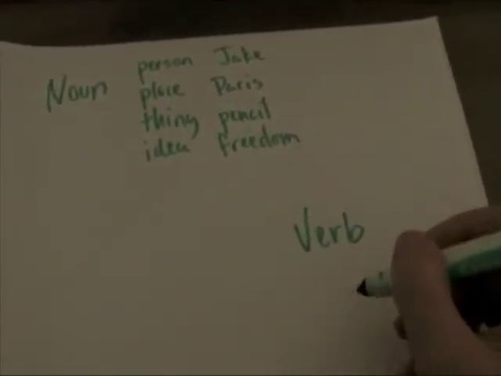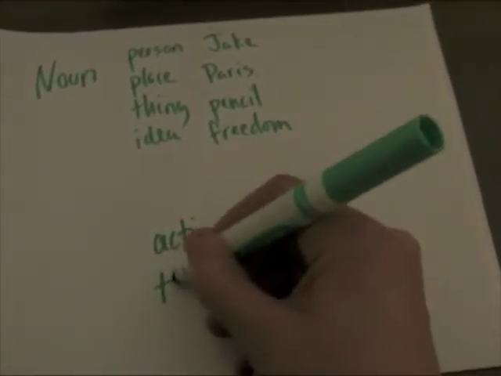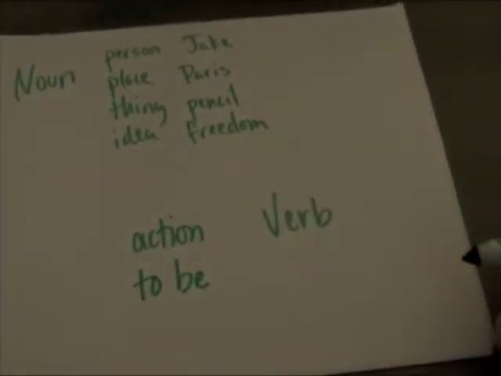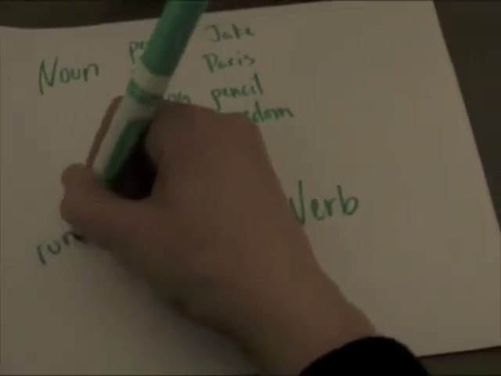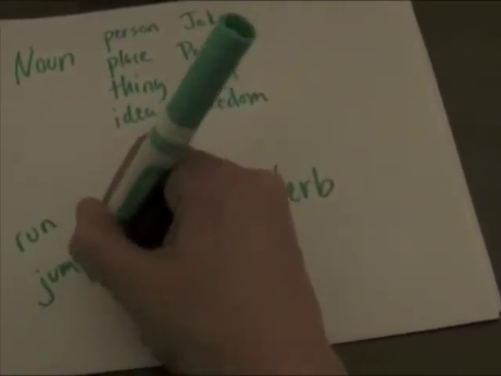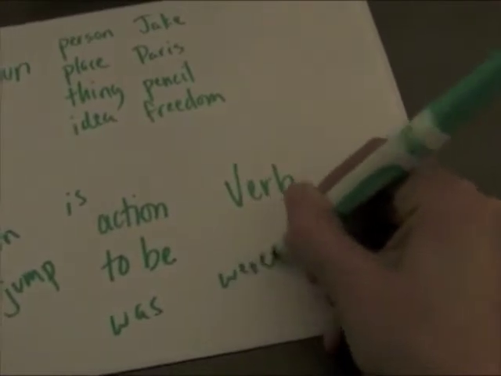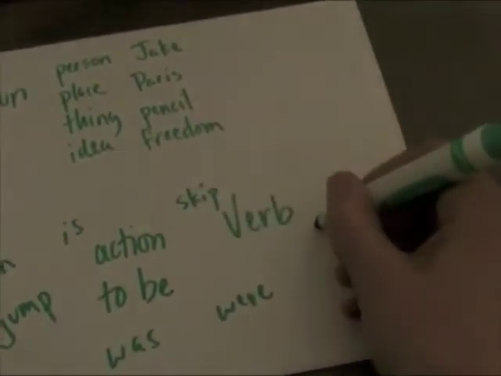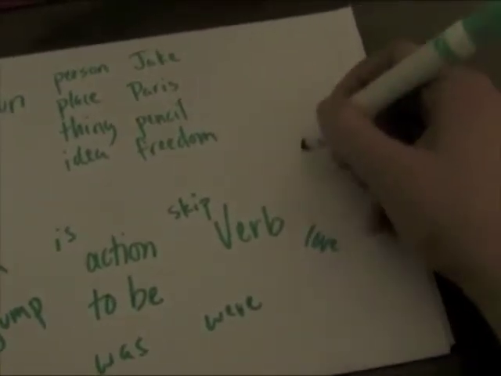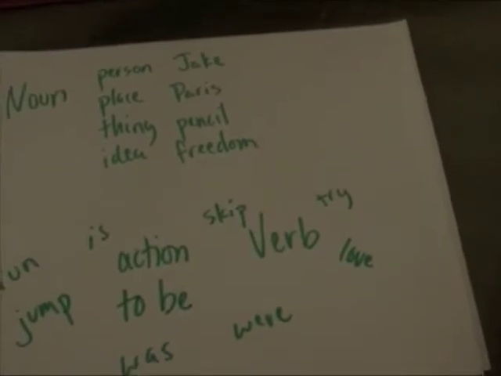The other part of speech that we often learn first would be a verb, and a verb is an action word, or any word of being. So you could have run or jump. Those are action words, but you could also have is or was or were that tell us a state of being. Skip is another action word. Love, try, all of these are things you do.